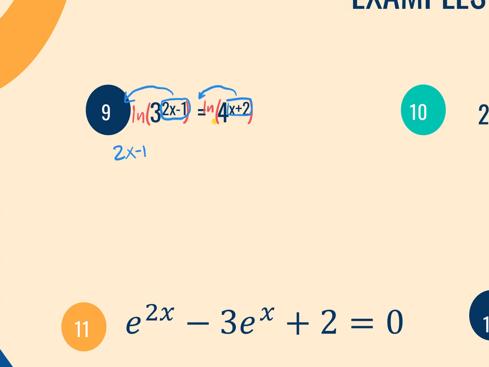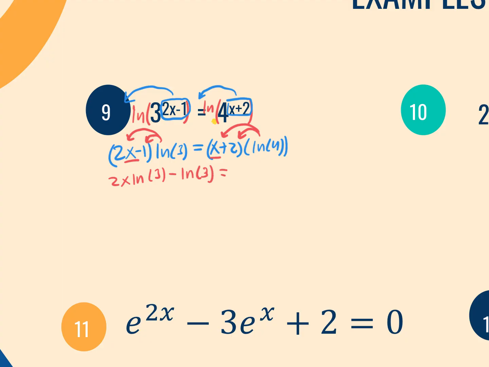And so what that's going to leave us with is a 2x minus 1 times ln of 3, and this is going to equal x plus 2 times ln of 4. All right? And what we can do from here, it might look a little bit complicated just because now I have an x on the left and the right. So what we can do is distribute that ln of 3 and distribute that ln of 4 to whatever it's being multiplied to. I know it's not pretty, but ln of 3 and ln of 4 are numbers just like any other number. It's just a strange decimal. So we get 2x times ln of 3 minus 1 times ln of 3, which is just ln of 3. And this is going to equal, I can distribute ln of 4, x ln of 4 plus 2 times ln of 4.